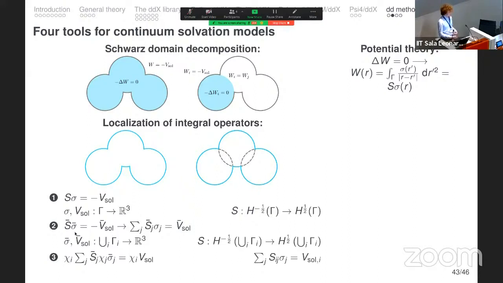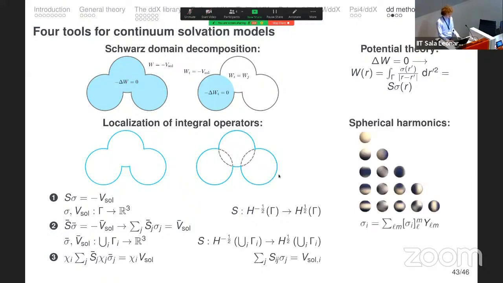And then once we take into account all these operations, we can write our original integral operator S, for instance, as a sum of sphere to sphere contributions. We will have the diagonal, the sphere with itself, and then all the sphere-sphere interactions, and this creates a nice block structure, which is similar to whatever we get from the Schwarz domain decomposition. And our last ingredient is spherical harmonics. Since everything is discretized on spheres, either on the inside or on the surface of spheres, we expand all our quantities as a linear combination of spherical harmonics.